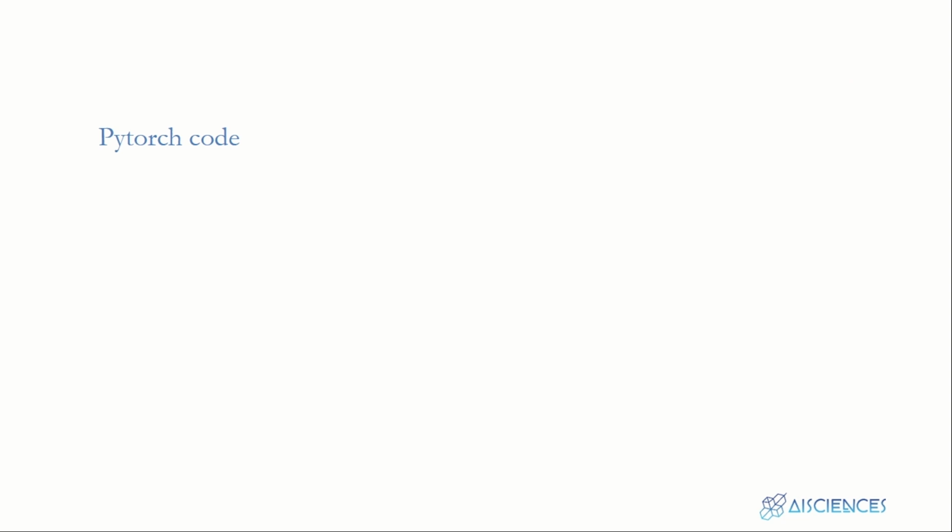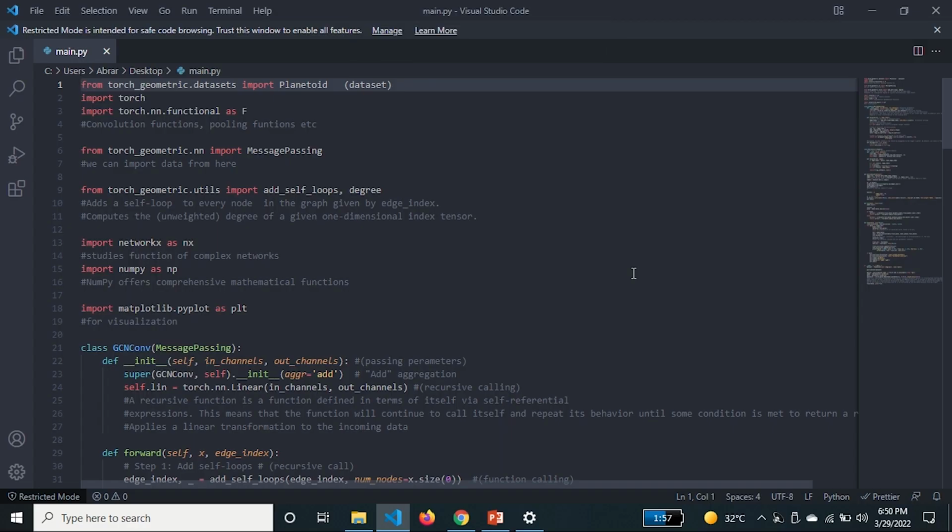Let's move towards the PyTorch code. So here's the code for the graph neural networks. Let's get started. From torch_geometric.datasets import Planetoid. Planetoid is basically a dataset and it has three further datasets in it, namely Cora, CiteSeer, and PubMed.